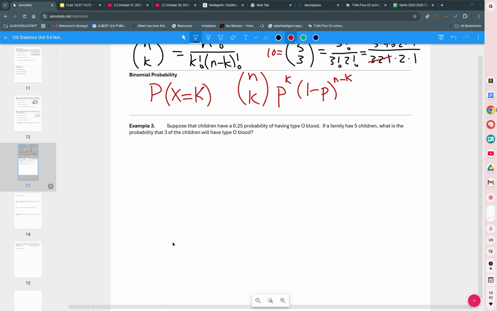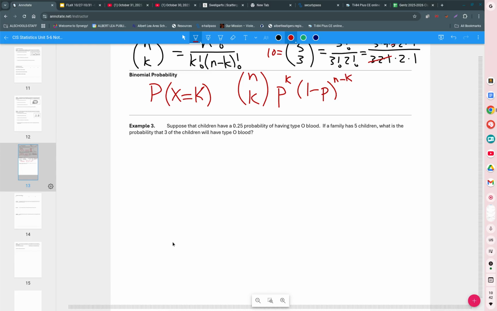Does anybody here know what type of blood they have? What type of blood do you have? O positive. It's said that 25% of people have type O blood. I think that's one of the most common types to have. I'm not sure what type I have, but suppose that children have a 0.25 probability of having type O blood. If a family has 5 children, what is the probability that exactly 3 of them will have type O blood? We all agree that that sounds like a challenging question. And if we follow the process, we can make it pretty easy.